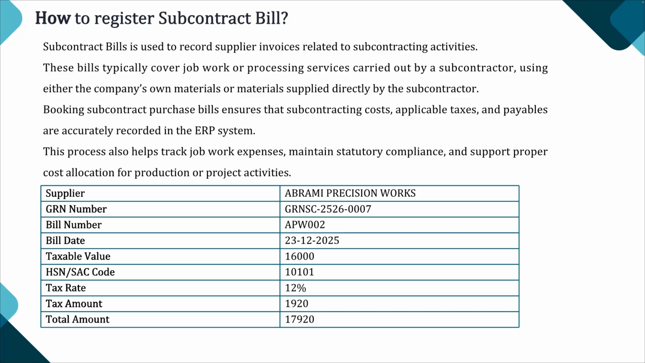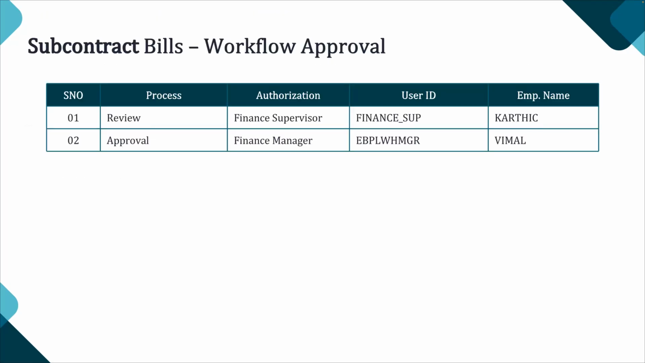Supplier as Abirami Precision Works, GRN number GRNSC 2526-0007. Bill number as APW002. Bill date as 23rd of December 2025. Taxable value as $16,000, HSN or SAC code as 10101. Tax rate is 12%. Tax amount is $1,920. Total amount is $17,920.